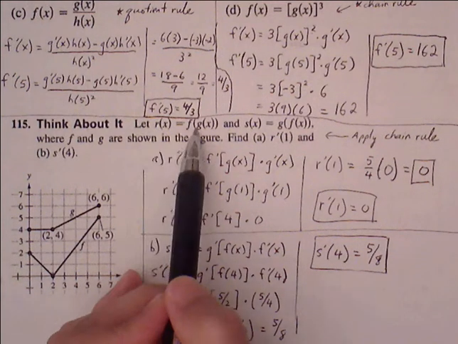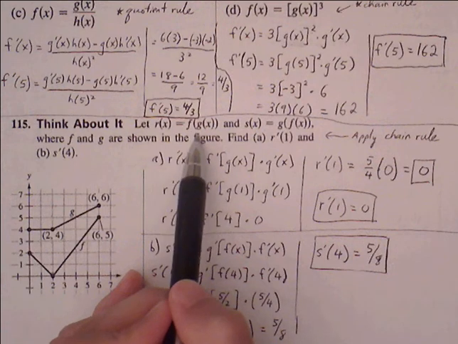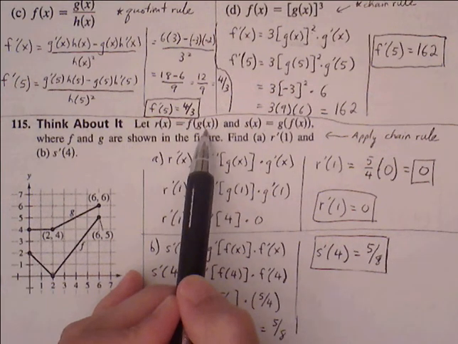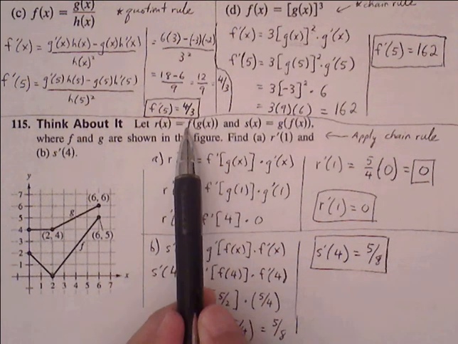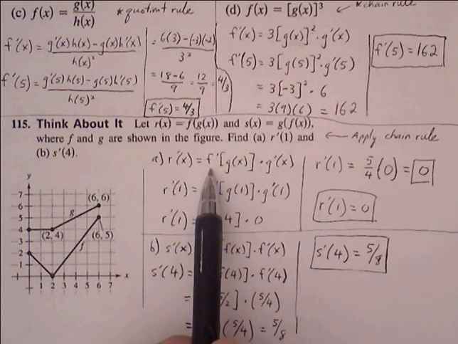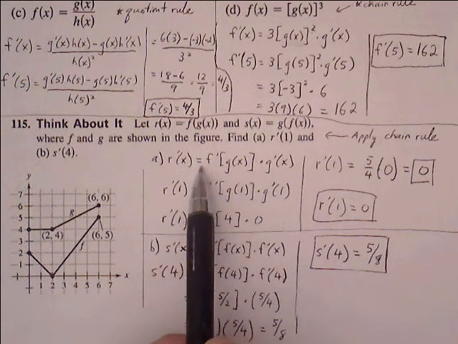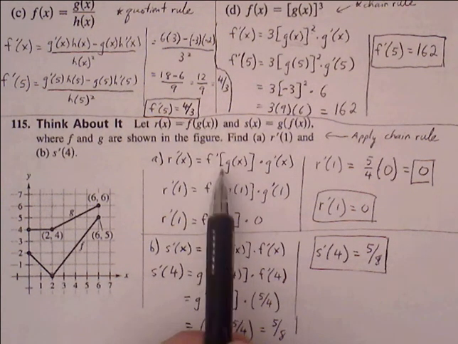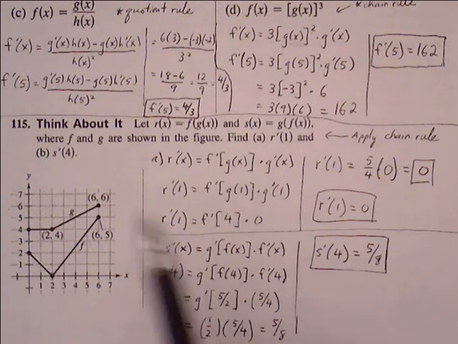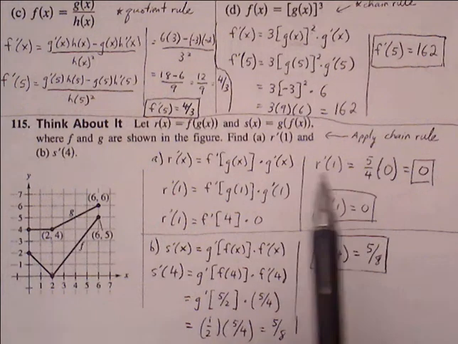To find r prime of x, we see that f and g are related to one another by composition. So g is inside the f. We have to go through chain rule to find the derivative. So the outside function is f, the inside function is g. Following chain rule is f prime of g of x, the outside function's derivative, times the inside function's derivative. As we take the outside function's derivative, we copy everything, and the inside function stays unchanged for now. Once we take care of that, we can multiply by the inside function's derivative.